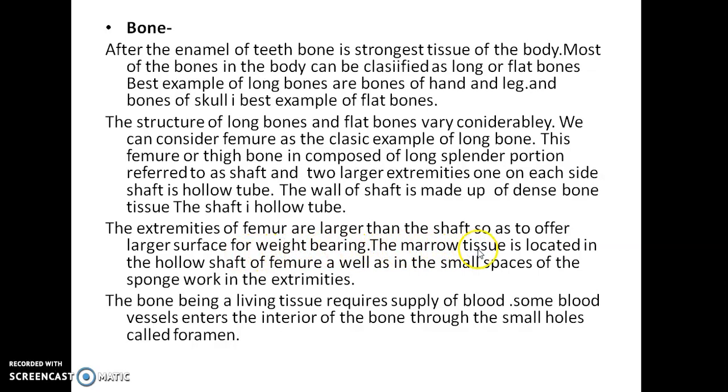The marrow tissue is located in the hollow shaft of the femur as well as in the small spaces of the spongy bone in the extremities. Bone being a living tissue requires a supply of blood. Some blood vessels enter the interior of the bone through small holes called foramen. That hole is called a foramen.